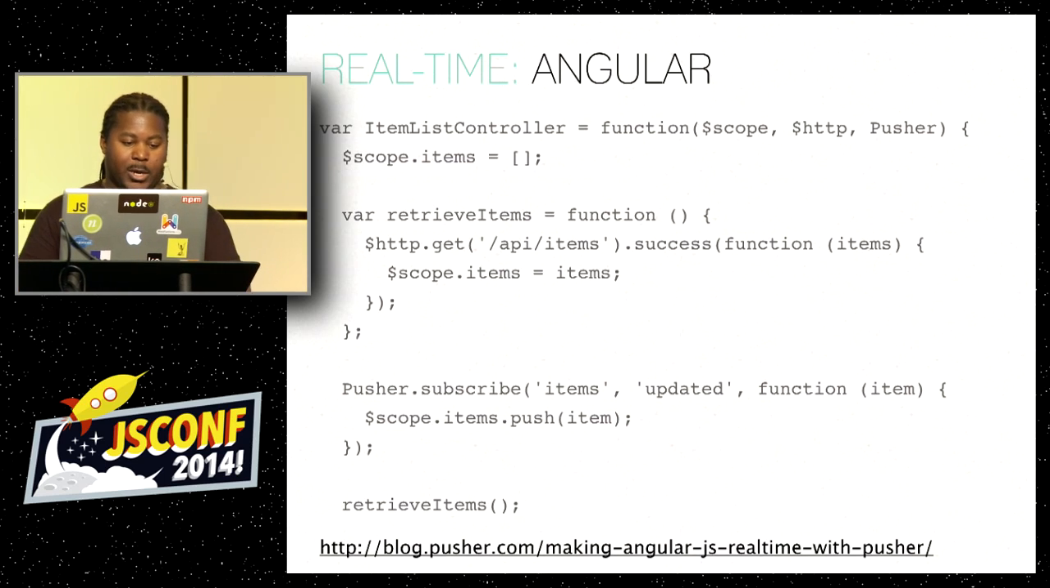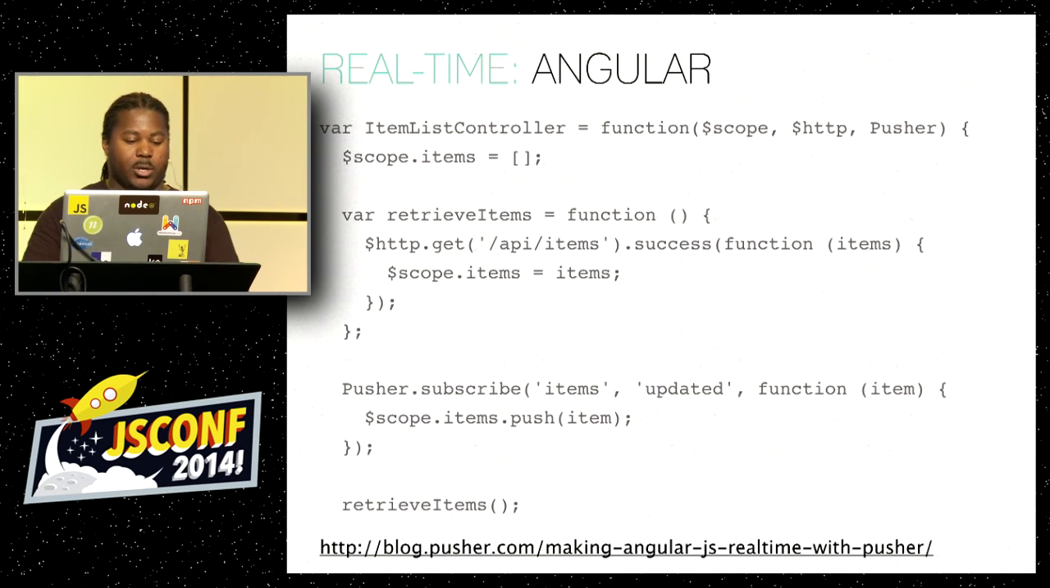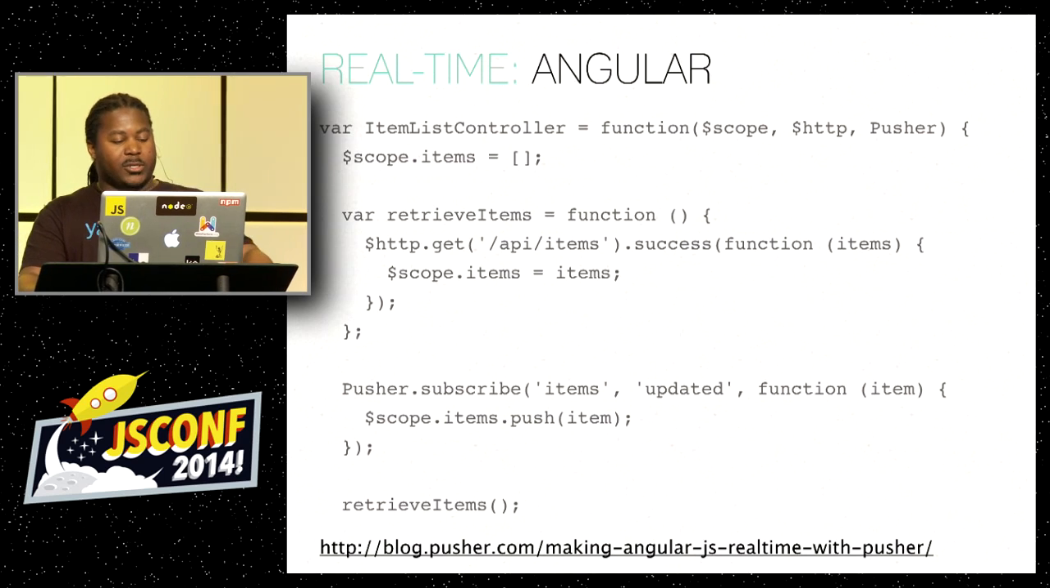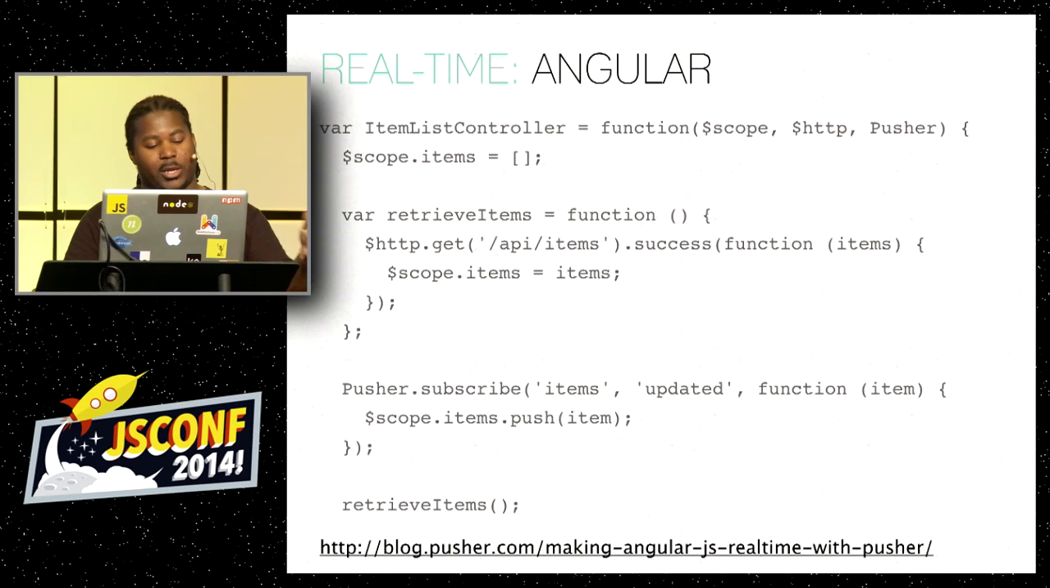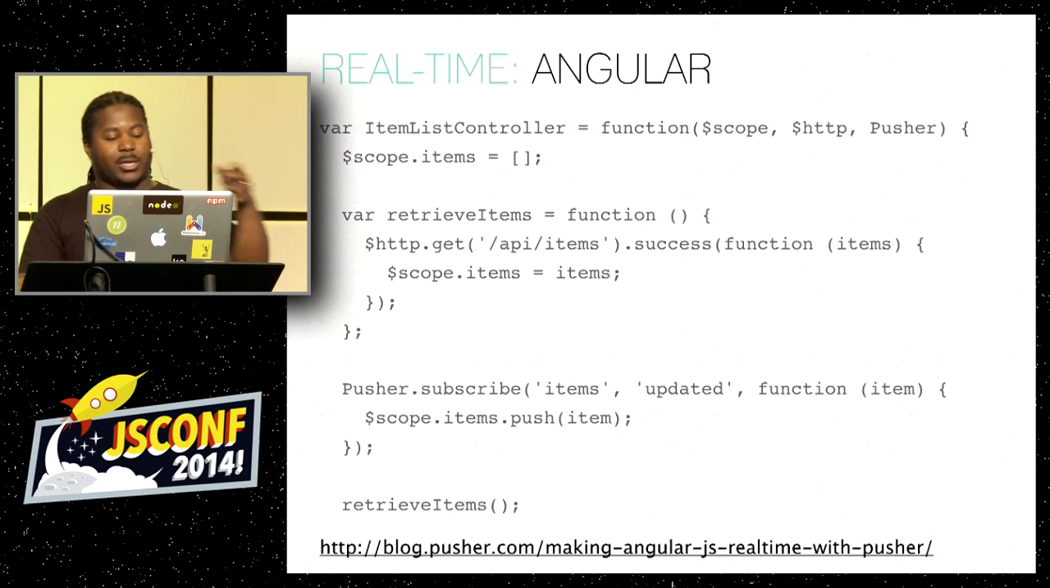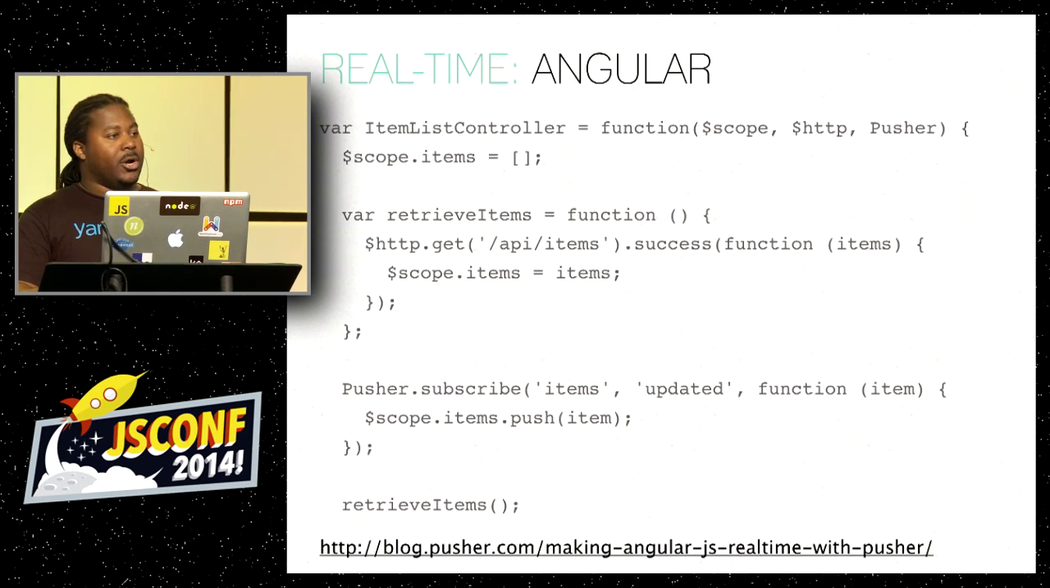You've got your scope there, and you give it an empty list of items that you're going to presumably fill. And you have this initial method to retrieve your initial data, right? So just do a regular AJAX call, get your items back, and shove them on that scope. And you're good to get started, right?